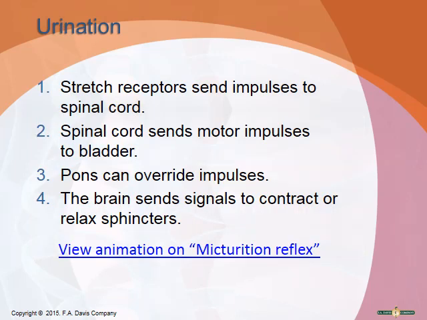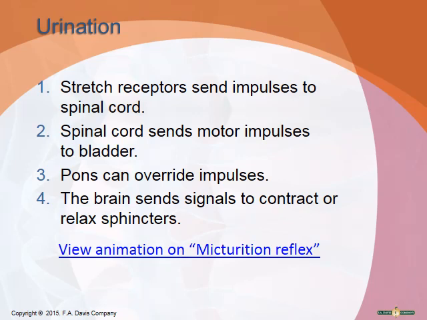So let's talk about how urination occurs. Micturition is another word for urination, as is voiding. You'll hear that. And this is a great description on page 368: when the bladder contains about 200 to 250 mLs of urine, the bladder stretches and receptors in the bladder send impulses to the lower part of the spinal cord, the sacral region.